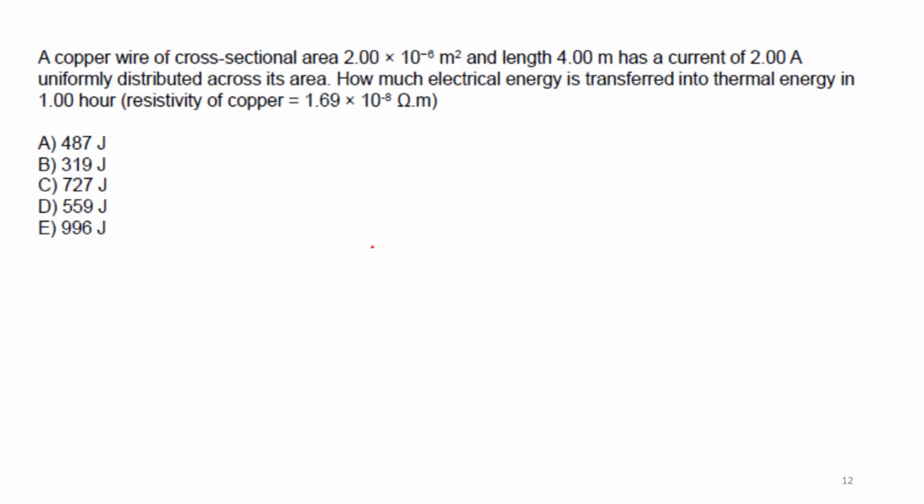So we have a copper wire, and I give you the cross-sectional area and the length, and the current. And it's uniformly distributed across the area. How much electric energy is transferred into thermal energy in 1 hour?